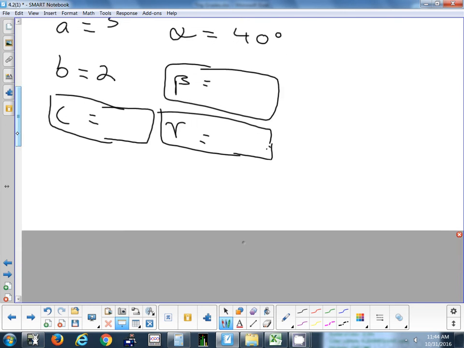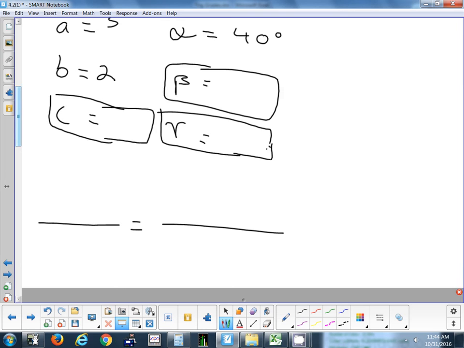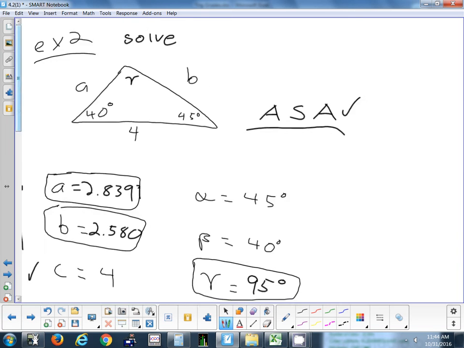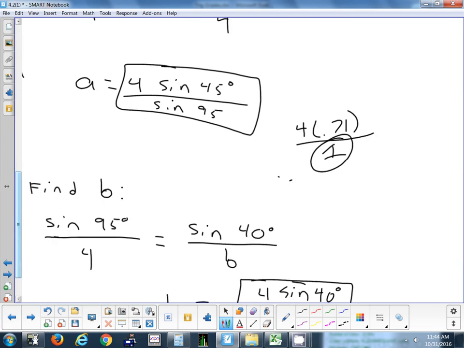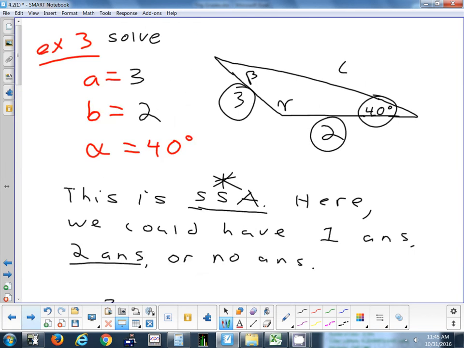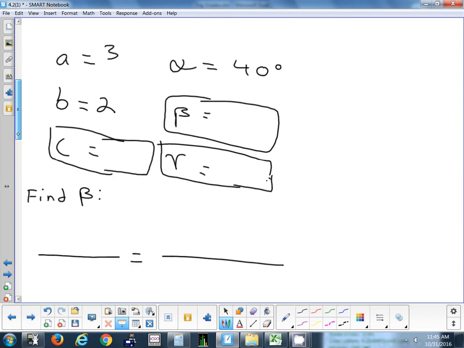So we'll set up our proportion. And this is going to be to find beta. Before I even set it up, does anybody already recognize what's different about what we're about to do? Yeah? It's an angle rather than a side. Right. We're finding an angle. We've never had to do that before. We've always had to find a side. Okay, so that's something different right away.